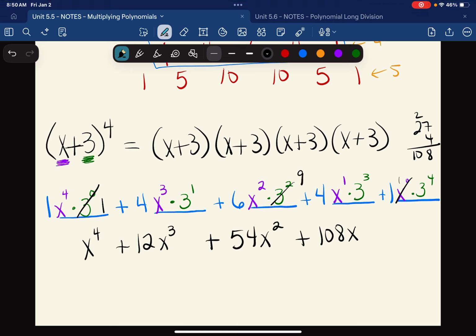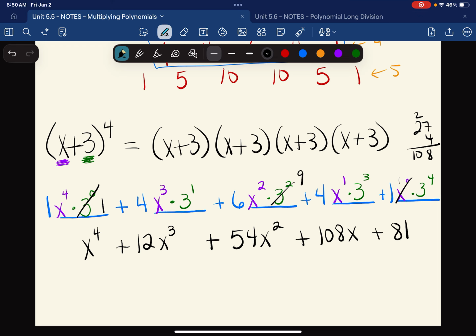So 1 times 3 to the 4th. 3 times 3 is 9, times 3 is 27, times 3 is 81. So here we have x to the 4th plus 12x cubed plus 54x squared plus 108x plus 81. And that is how you can use Pascal's triangle for polynomial expansion.